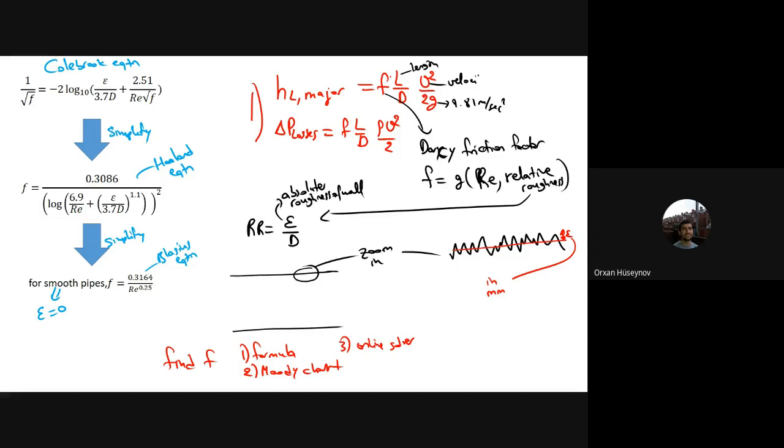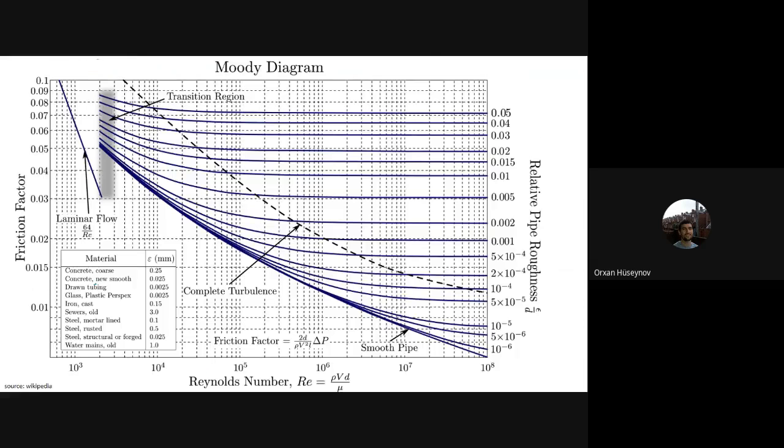You can use the Colebrook equation, you can use the Haaland equation, and you can use this special form for the smooth pipes to find the value of f. But there is also the chart option. You can find the Reynolds number, and you can find the relative roughness, which is epsilon by d. The epsilon for concrete, for example, is 0.25 millimeters. For smooth, new concrete, it is 0.025 millimeters, you can see it is a very, very small value. Cast iron 0.15, sewers 3, and steel 0.5.